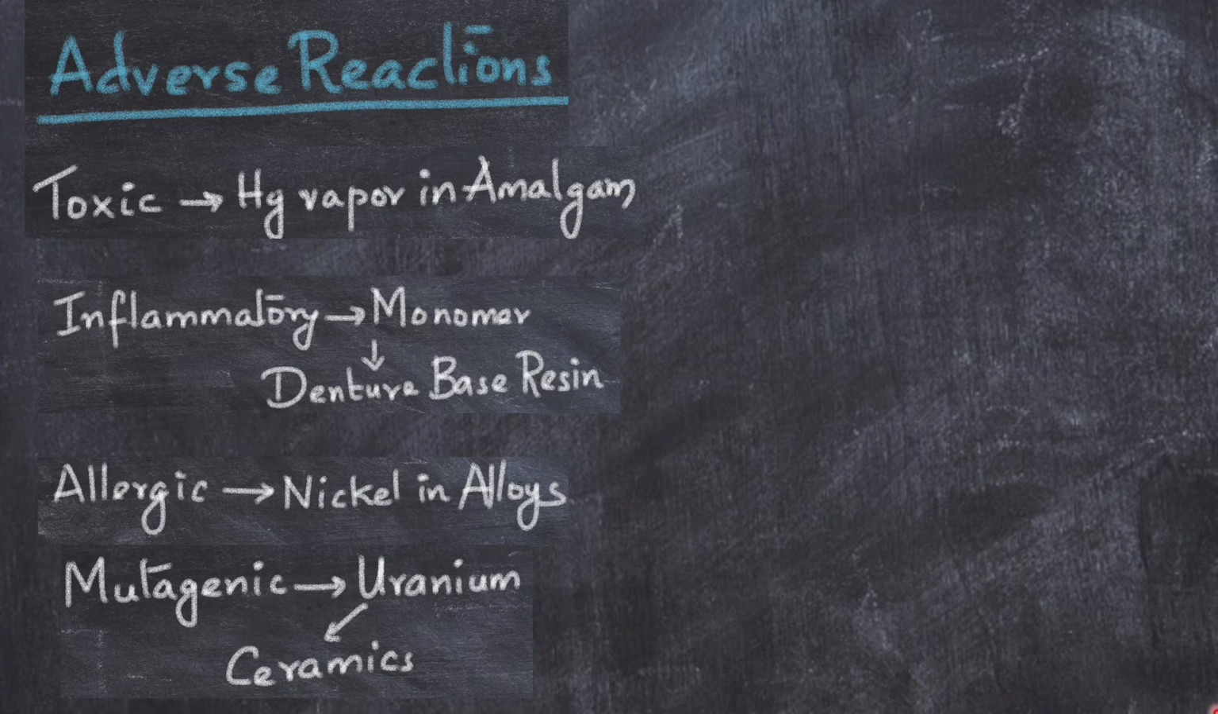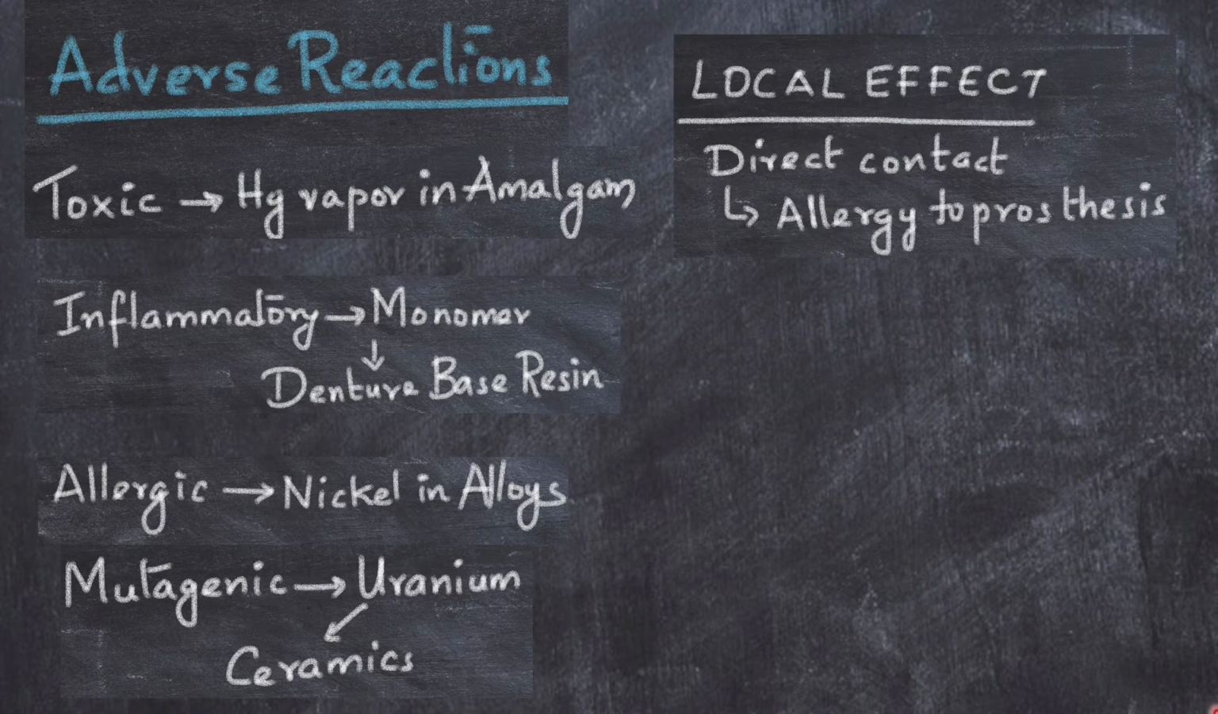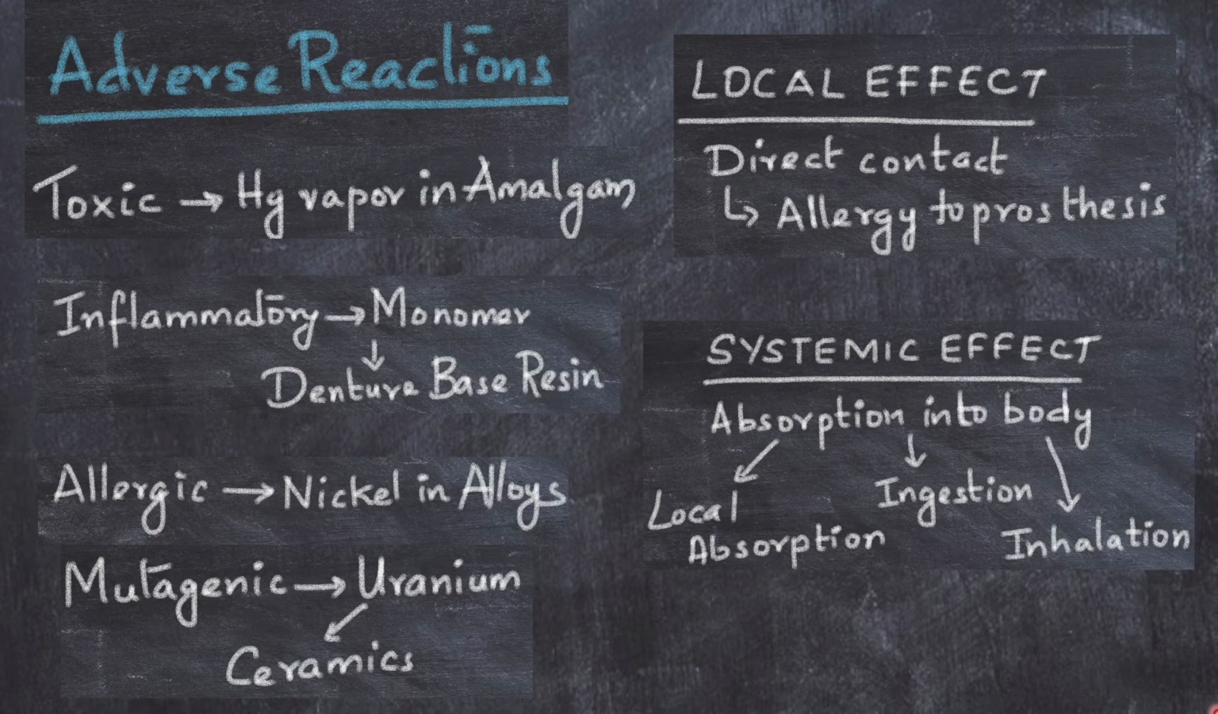So uranium, as we know, is a mutagenic material. So this can produce more harm than good to that particular individual. Now, this is the arbitrary classification. You can again classify it based on its effect into local effect or systemic effect. The local effect is when the material is in direct contact, like an allergy to a prosthesis. Or it can be a systemic effect wherein the material is absorbed by the body. It can be caused by either a local absorption, ingestion, or inhalation.